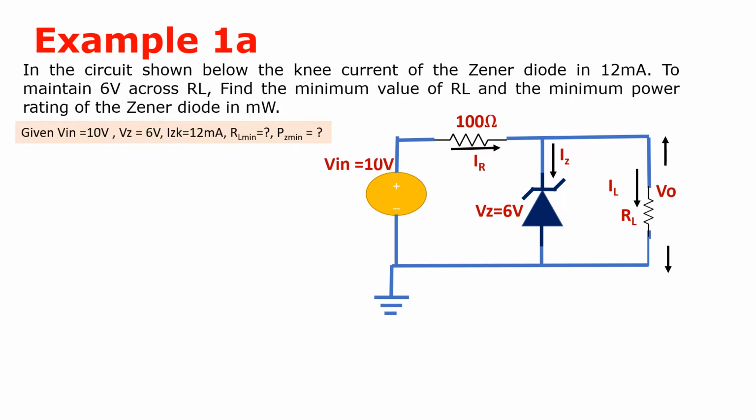So first of all, we will see what parameters are given. In this example, the given parameters are input voltage, Zener voltage, and minimum current, which is 12 milliampere, and we need to find out the minimum load resistor and the minimum power rating. So how will we calculate? Let's see. First we will see the relation that the series resistor current IR is equal to IL plus IZ. You can write this equation by applying KCL at this node.